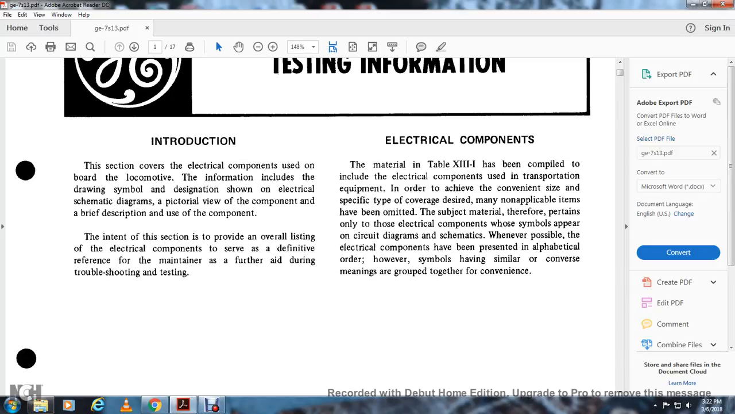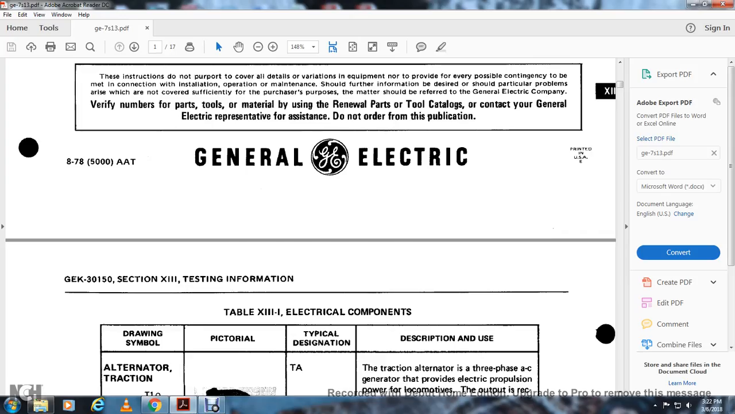Whenever possible, the electrical components have been presented in alphabetical order, however symbols that have similar and converse meanings have been grouped together for convenience.